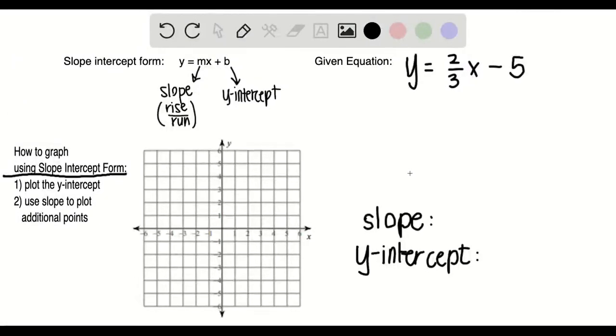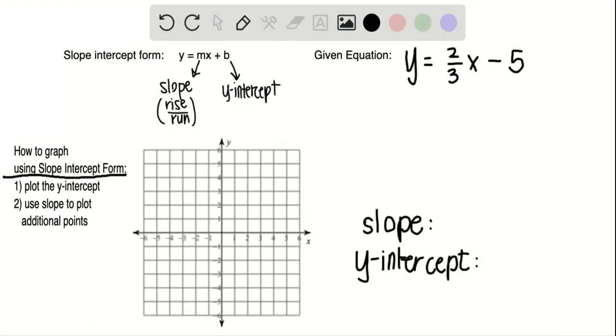In this question, we are given the equation in slope-intercept form, y equals 2/3 x minus 5. What we're going to do first is identify the slope and the y-intercept, and then use the two steps that are listed on the left-hand side of the screen of how to graph using the y-intercept and the slope.